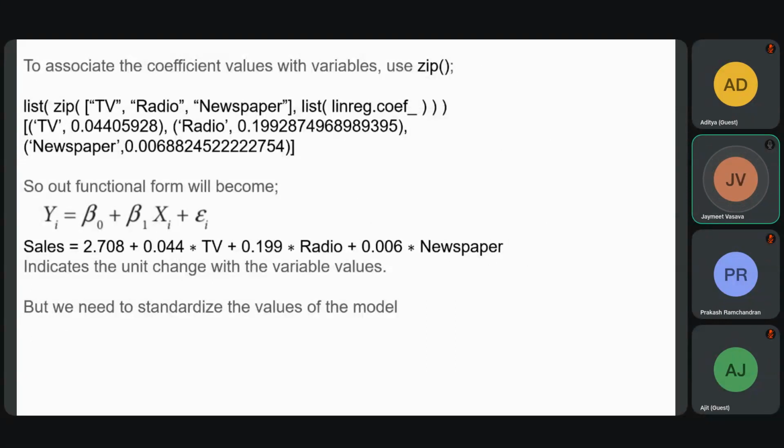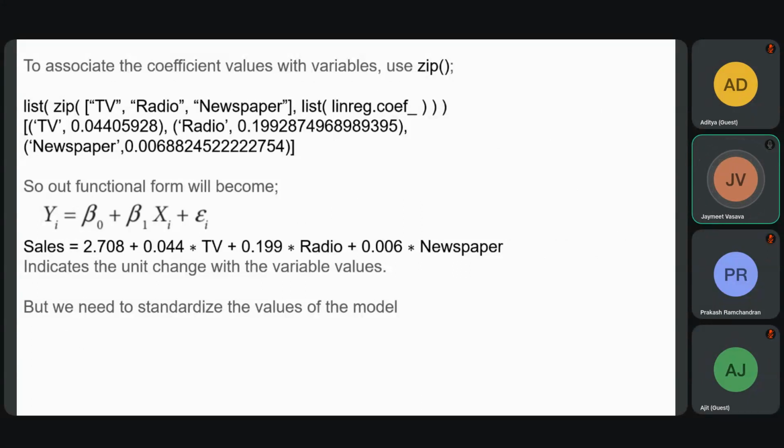To associate the coefficient values with a variable, basically we are trying to have them together, the variables as well as the actual values of the coefficients. So we'll be using the zip function and presenting them as a list.